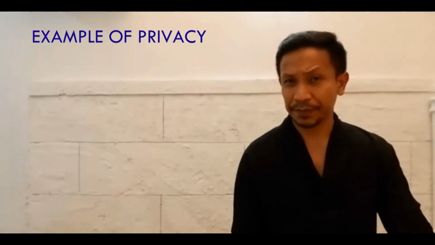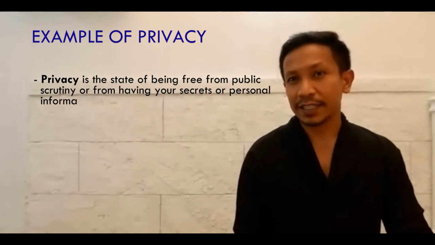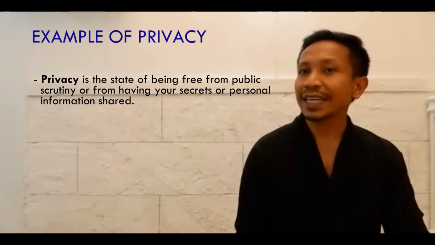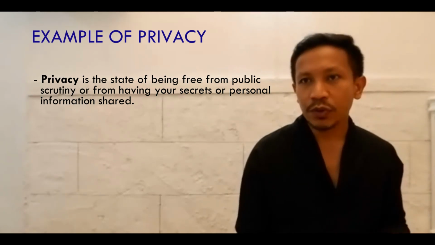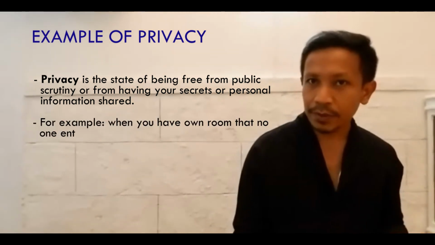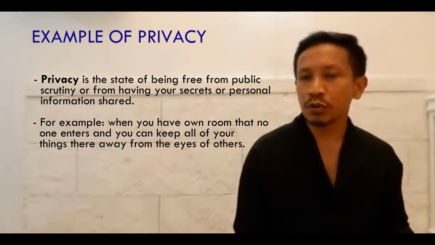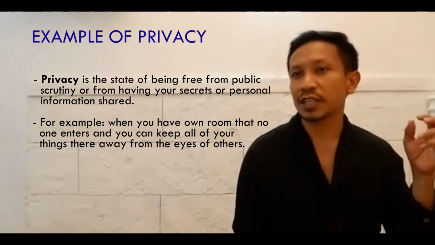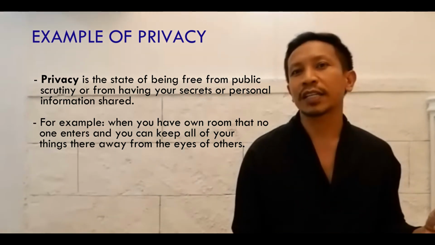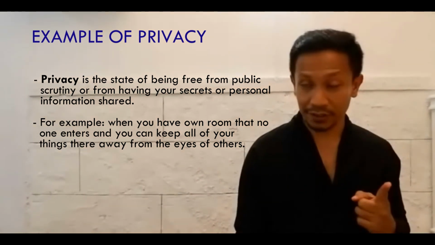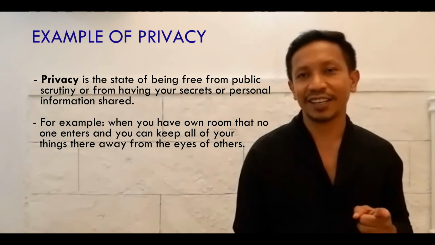Now, let's see the example of privacy. Privacy is the state of being free from public scrutiny or from having your secrets or personal information shared. For example, when you have your own room that no one enters and you can keep all of your things there away from the eyes of others. That is very clear.